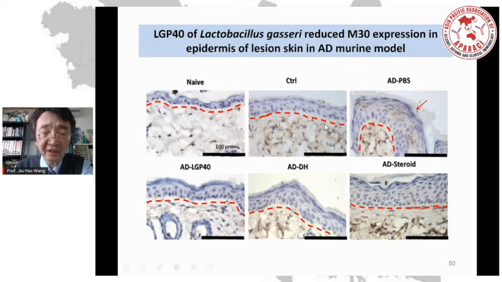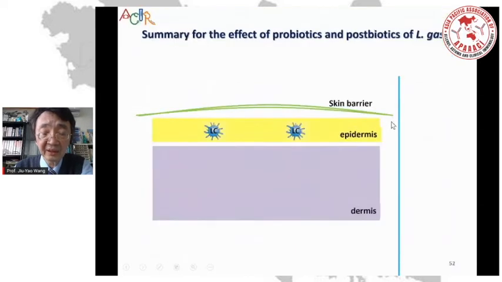And a lot of atopic dermatitis patients also show apoptosis in their skin. And we found that this peptide can decrease the early apoptosis after allergen challenge. So this is the effect.